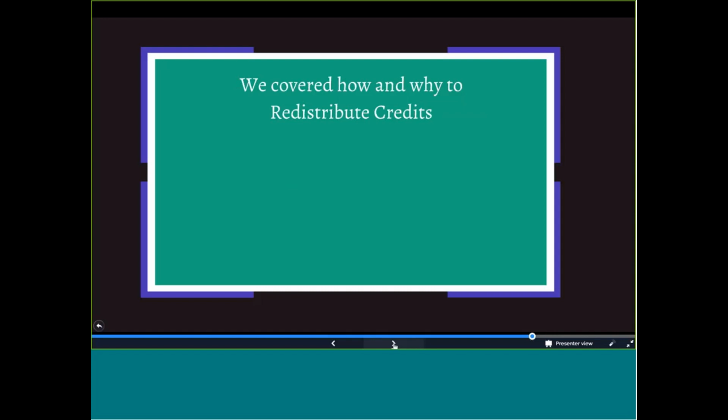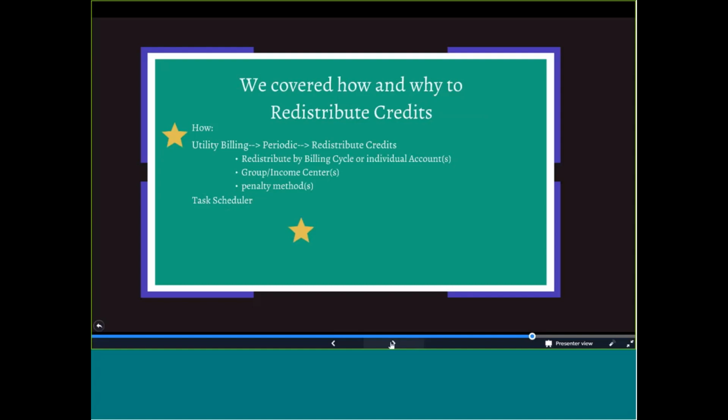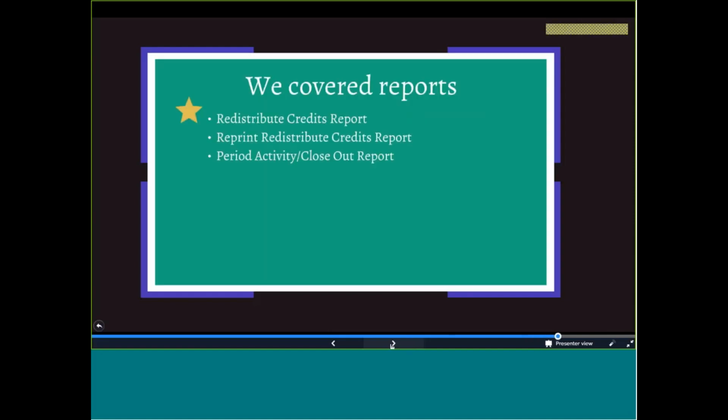We covered how and why to redistribute credits: Utility Billing, Periodic, Redistribute Credits, redistribute by billing cycle or individual accounts, group income centers, and penalty method. We can do it by the task scheduler. And the reason why we do it is because we need to penalize the correct balances and we need to lock the correct customers. We covered some of the reports. And on that, again, if you have any questions, we can go into more detail at a different time. The Customer Transaction tab, Financial tab, All is the one that I like to use the most because it gives you the most detail on a specific customer.